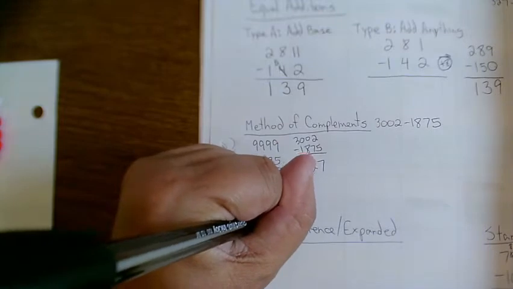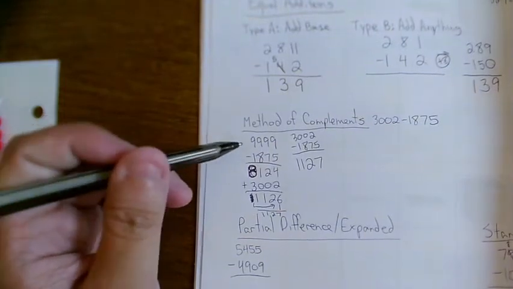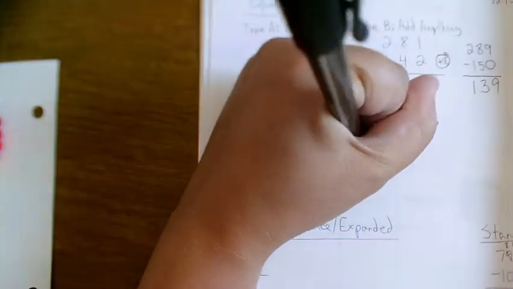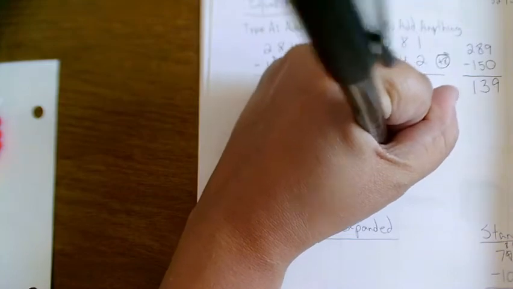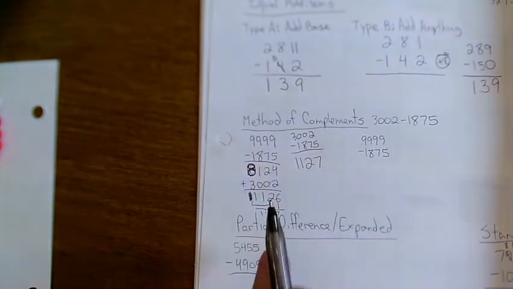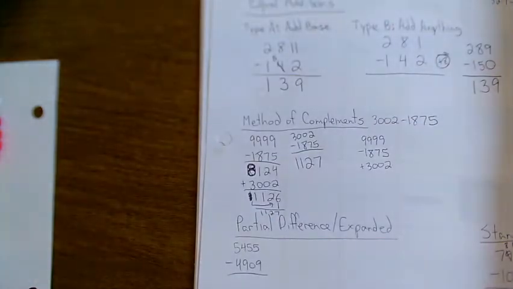Maybe I can jam it in here above my words. 1127. Okay, so the way that this works, like I said, it kind of looks like a magic trick, but think about what we're doing. We're just starting with 9,999. We're doing minus 1875. We got that answer. Then what did we do? We added 3002.